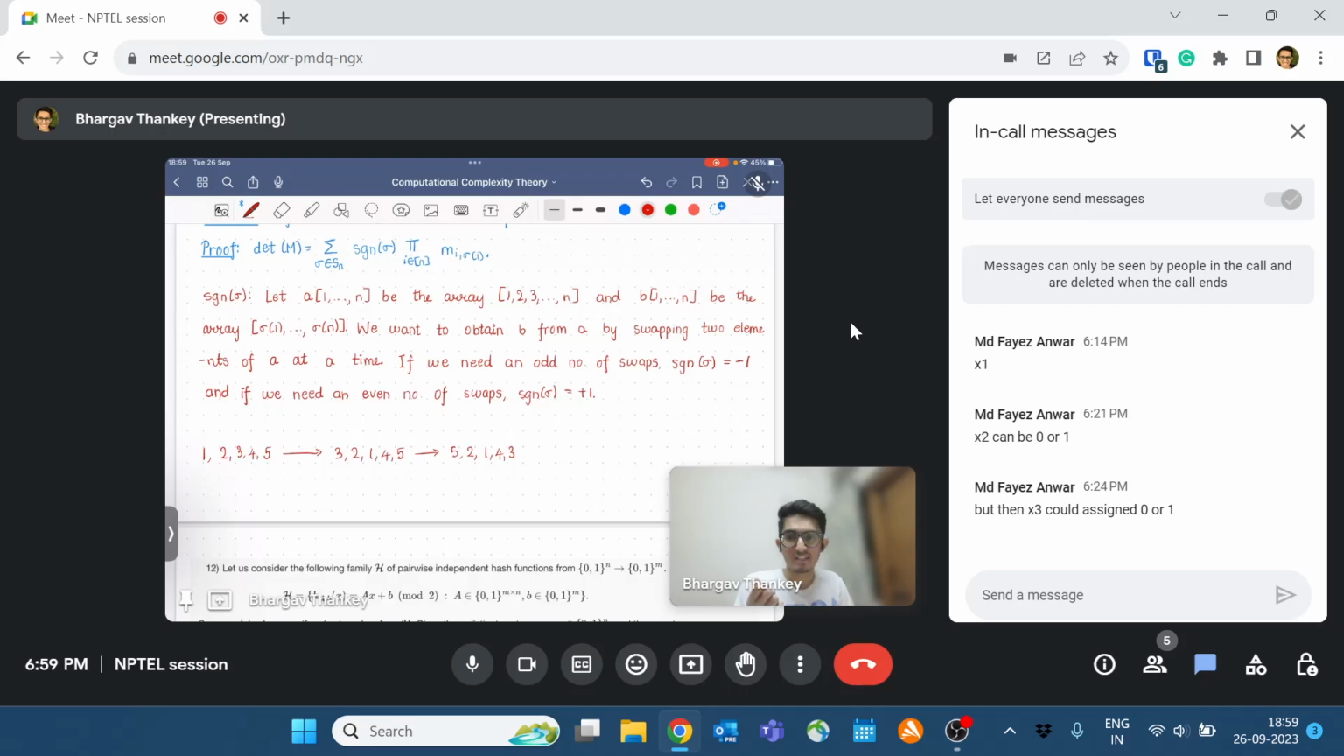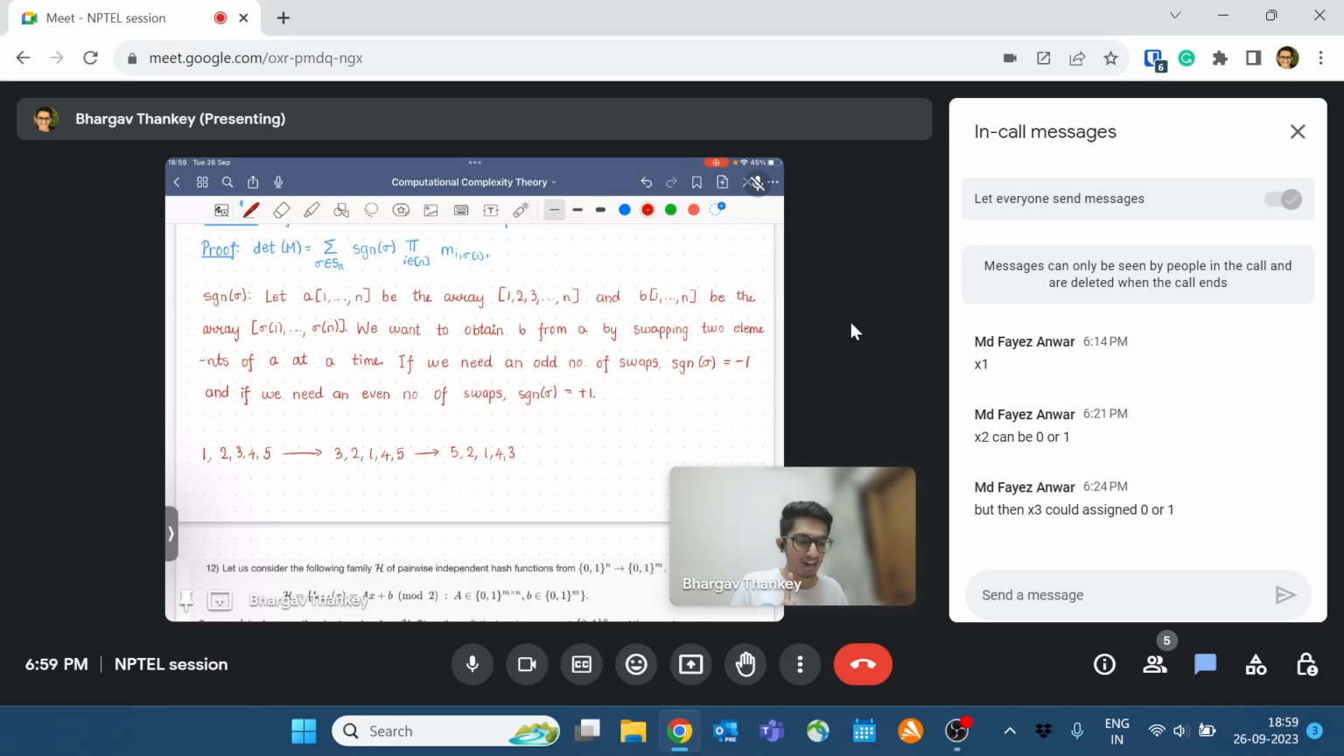What I'm saying is just this. If the number of swaps required is odd, the sign is -1. If the number of swaps required is even, the sign is +1. So is the definition clear? Because I'm going to say something more about it. The purpose behind the definition might not be clear, but the definition is clear.